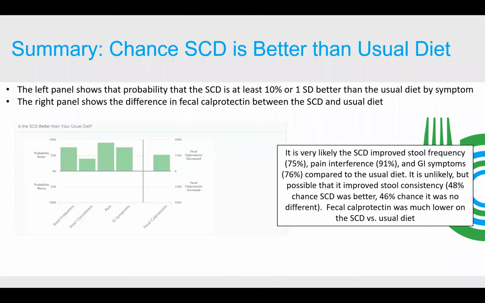So I would interpret this by saying it's very likely that the SCD improves stool frequency, pain interference, and GI symptoms compared to the usual diet. And it's unlikely but possible that it improves stool consistency. So there's a 48% chance, that you can see by looking at that bar, that the SCD was better than usual for stool consistency, and then a 46%, so similar chance, that it was actually no different because that bar isn't as tall. And again, fecal calprotectin was much lower on the SCD than the usual diet.